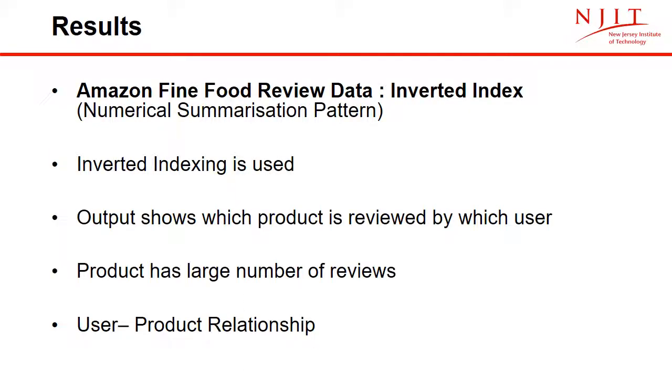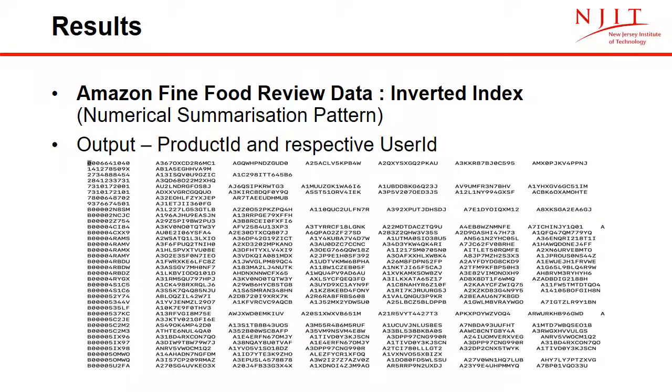Results of our third analysis. In this analysis, inverted indexing is used. It is very helpful as the output shows what products are reviewed by which users. The key value will have multiple values. Output shows which users reviewed a particular product for all products using their product IDs. One mapper and one reducer used for this analysis. Output shows product ID and user IDs.